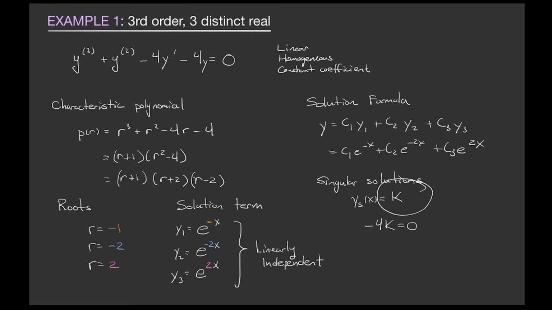That is, we take k and we substitute it in here, where the first derivative of y, if y is a constant, is just 0. So is the second, and third derivative.